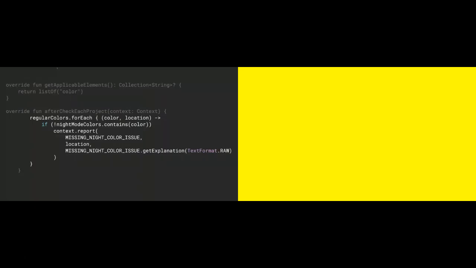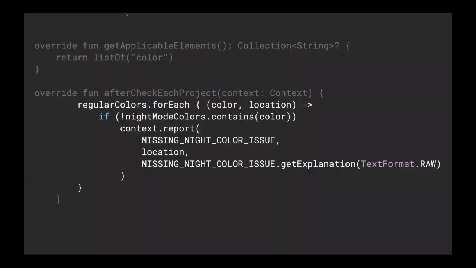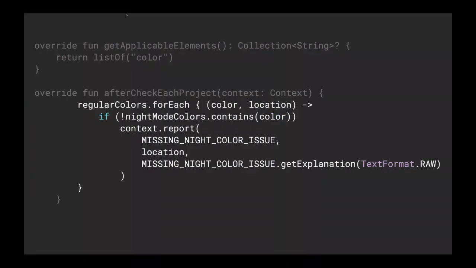Please pay attention that we need to save the location, because when you report an issue through the context of lint, you need to pass the issue name, but you also need to pass the location. Basically, it's the file where the color was missing. Right, and if you do this, of course, when you run lint, you will check your files, but it will also work in Android Studio. So if you have a color that doesn't have a version in night, you will start having this warning in Android Studio as well. It's quite handy.